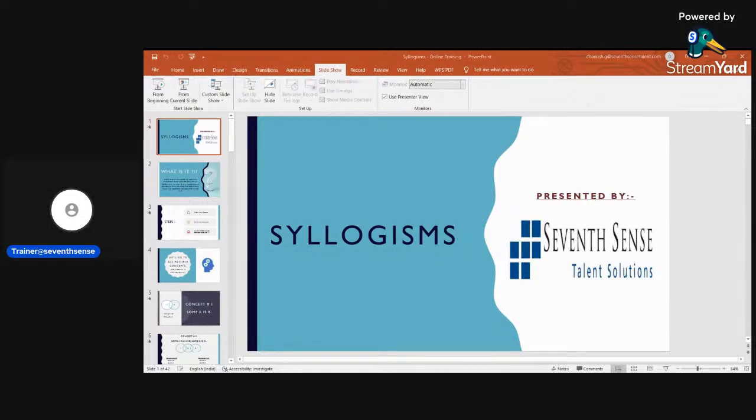Okay, so this is syllogism. A syllogism is a kind of logical argument that applies deductive reasoning to arrive at a conclusion, based on two or more propositions that are asserted or assumed to be true. No need to remember all this definition. Just remember, we need to find out true statements, as syllogism is only based on our assumption.